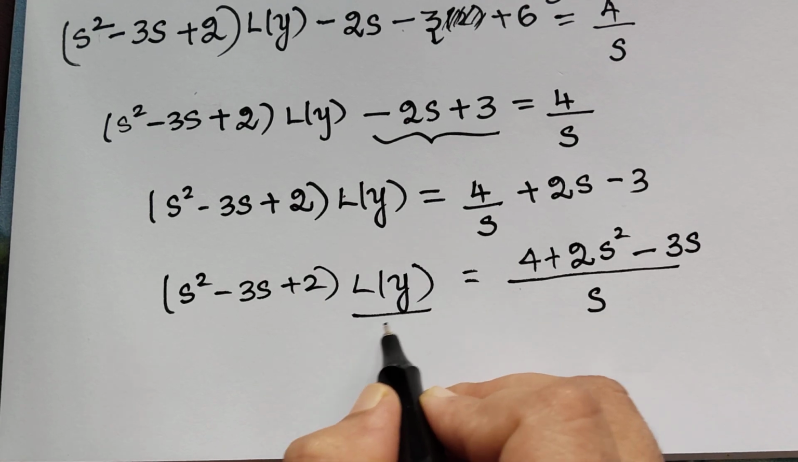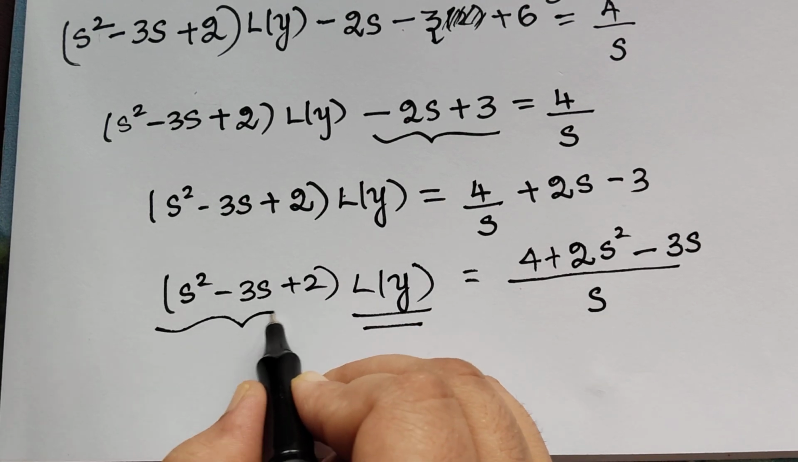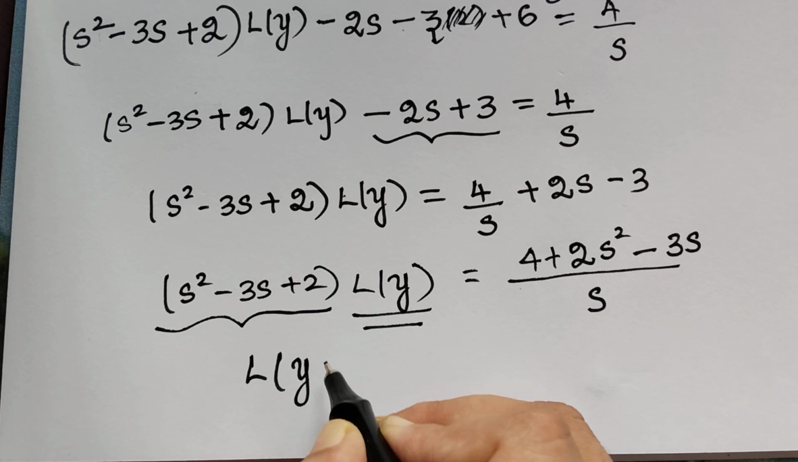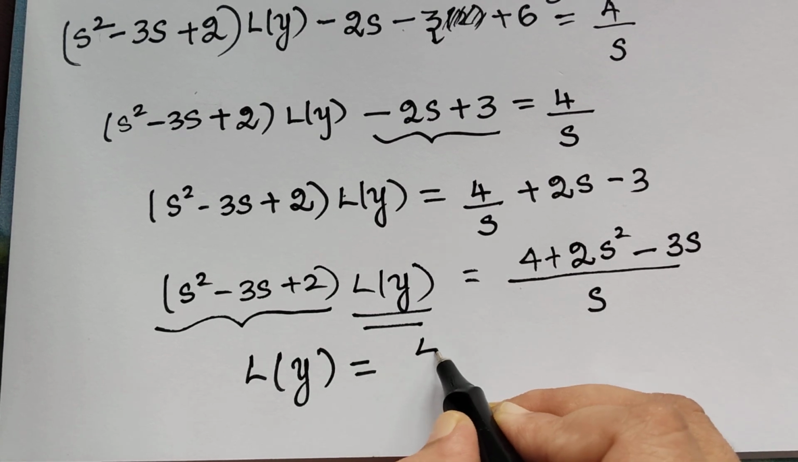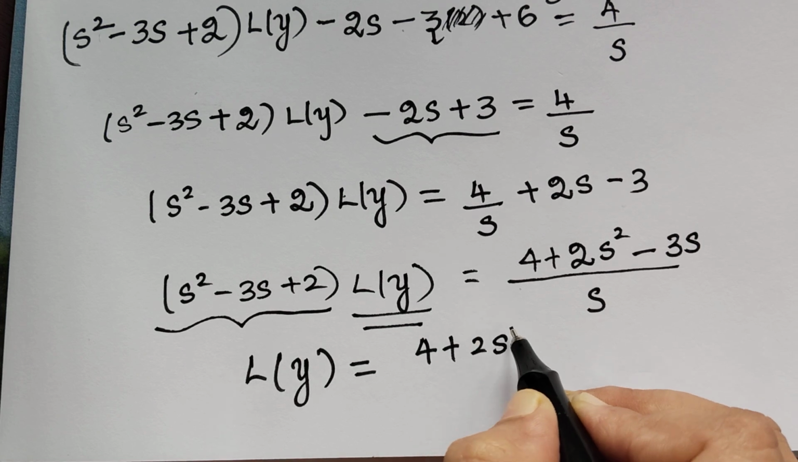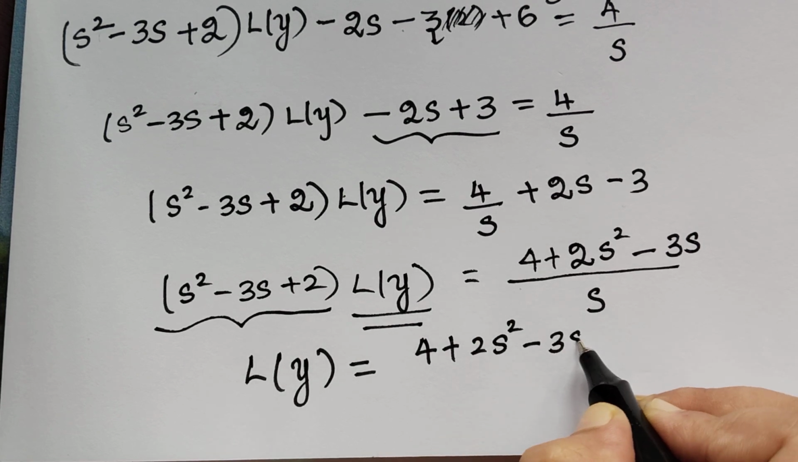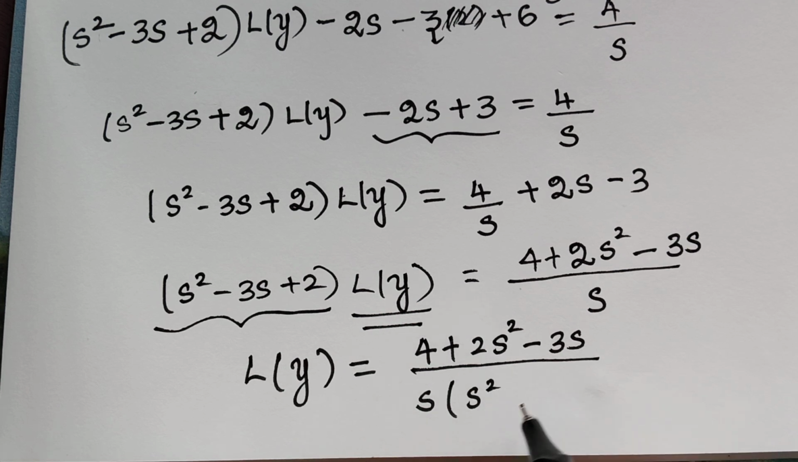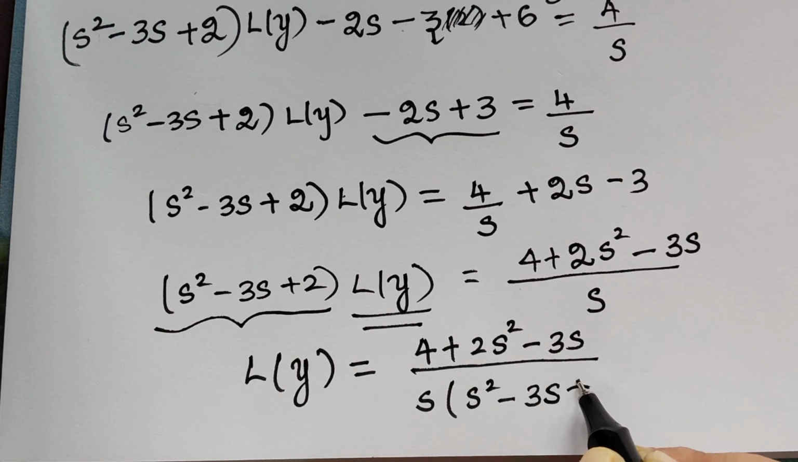Now from this, what will L of y be equal to? Taking this term to the right, it will go to the denominator. So L of y will be equal to 4 plus 2s squared minus 3s divided by s multiplied with s squared minus 3s plus 2.